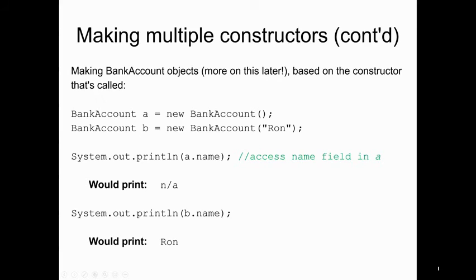Making BankAccount objects, more on this later, based on the constructor that's called. So BankAccount a uses the default constructor to create the object, and BankAccount b uses the one-parameter constructor to create its object. If you were to print the name of a, it would print out NA for not applicable. And if you printed the name of b, it would print Ron.